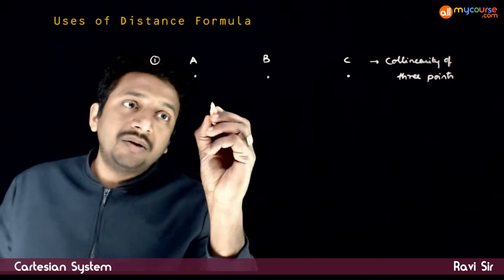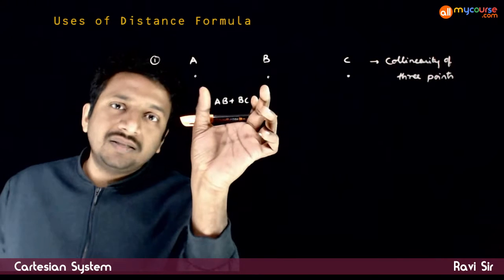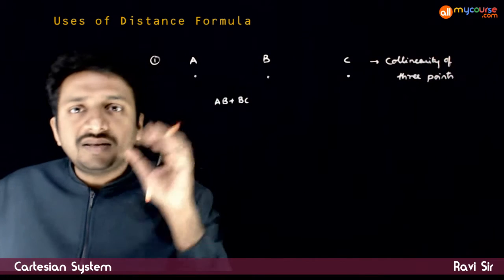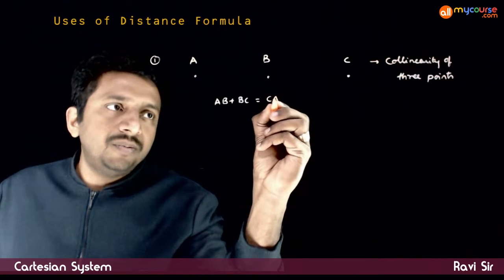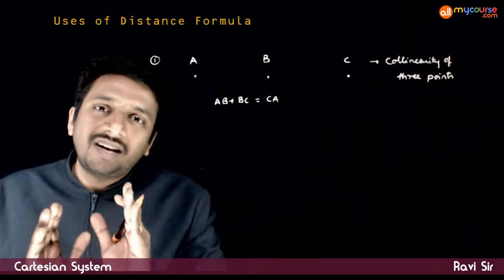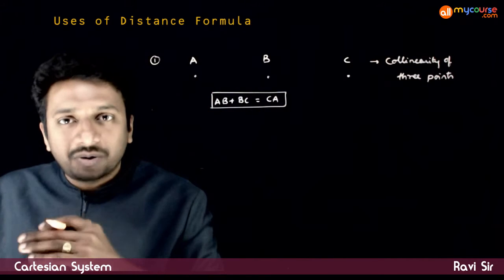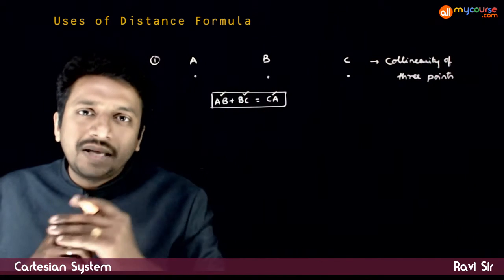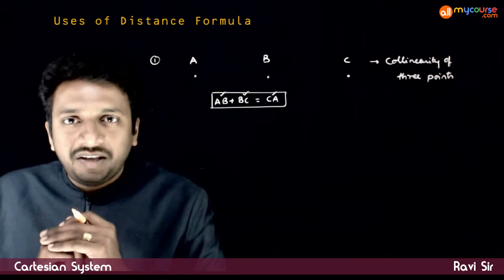If the 3 points are collinear, then sum of any two distances, you need to find all the 3 distances, distance AB, distance BC and distance AC. If sum of 2 distances is equal to the third distance, then the 3 points are collinear. If not, they are not collinear. So very easily by finding the distances, you can check whether the 3 points are collinear or not. I hope this is very clear.